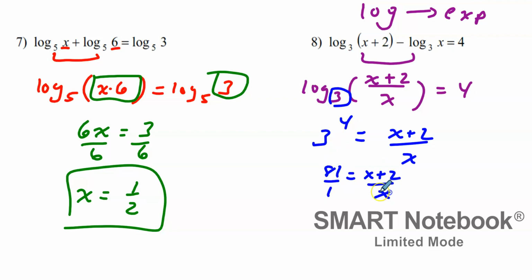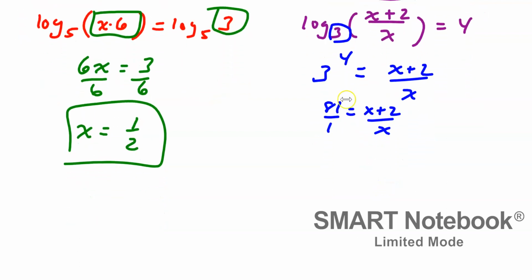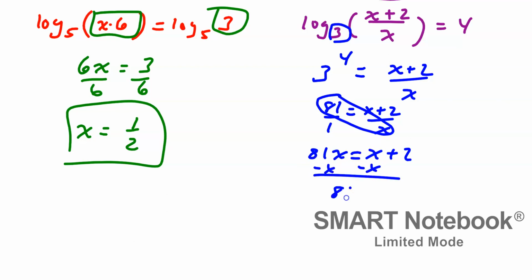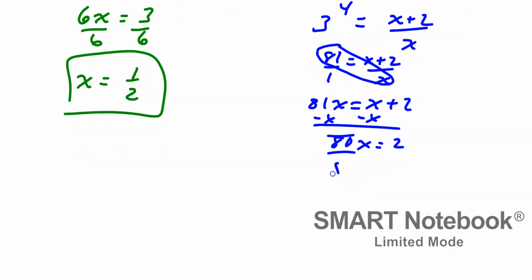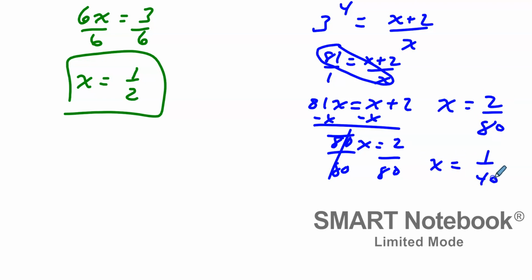Because we have a fraction equaling a fraction, we can cross multiply here. So we have 81 times x equals 1 times x plus 2. You would subtract the x over and get 80x equals 2. Doesn't seem like it's going to be that bad of an answer, because if I divide both sides by 80, you're going to get x equals 2 over 80, which could be reduced to a decent 1/40.